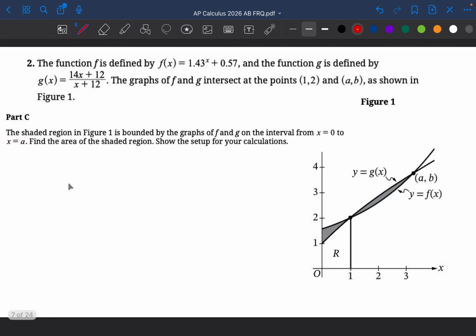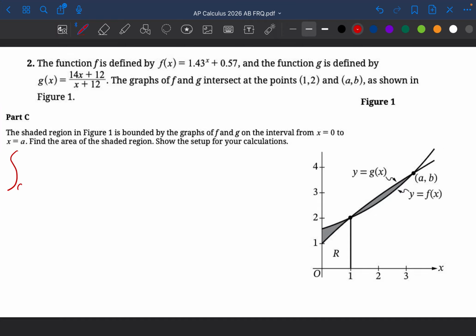Part C. A shaded region in figure 1 is bounded by the graphs of f and g on the interval from x equals 0 to x equals a. Find the area of this shaded region. Now here, you can do this one of two ways. You can either define it with two integrals.